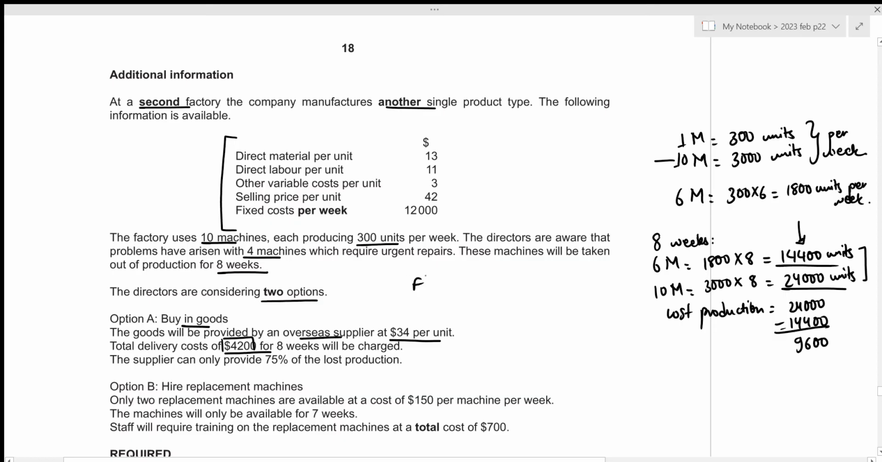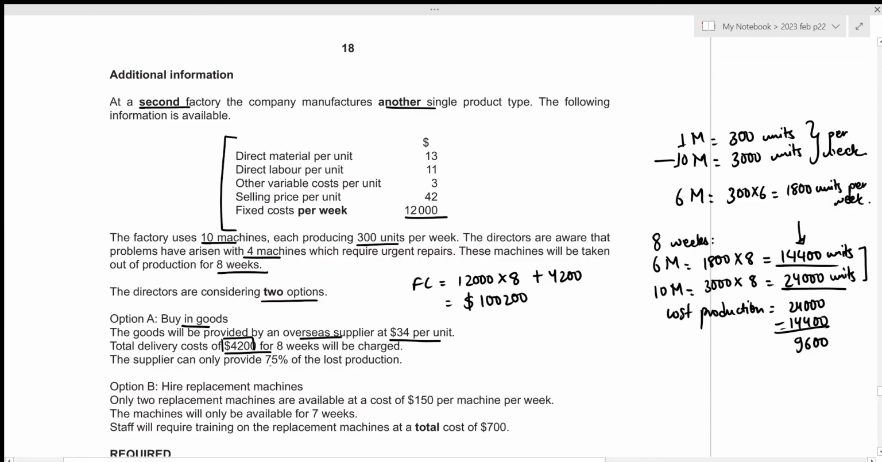Let's figure out the fixed cost for option A. We have the fixed cost per week of 12,000 previously, so that's still going to be 12,000, but since we're talking about 8 weeks, we need to multiply it by 8 and then add the 4,200 for the 8 weeks. This results in the total fixed cost for 8 weeks to be 100,200.